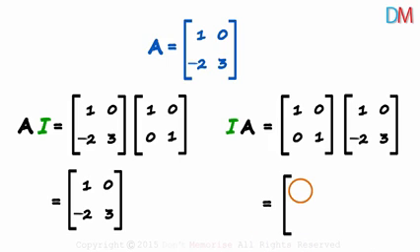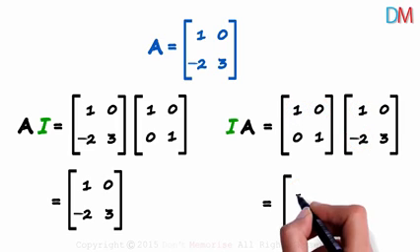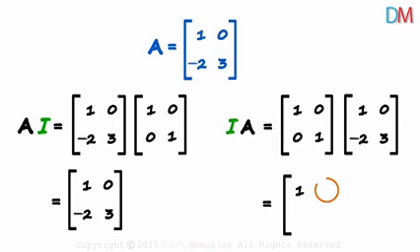The 1/1th element will be equal to the first row times the first column. 1 multiplied by 1 plus 0 times minus 2. It will equal 1. To find the 1/2th element, we multiply the first row with the second column. 1 multiplied by 0 plus 0 times 3. It will equal 0. The 2/1th element will equal the second row multiplied by the first column. 0 multiplied by 1 plus 1 times minus 2. We get minus 2 here.